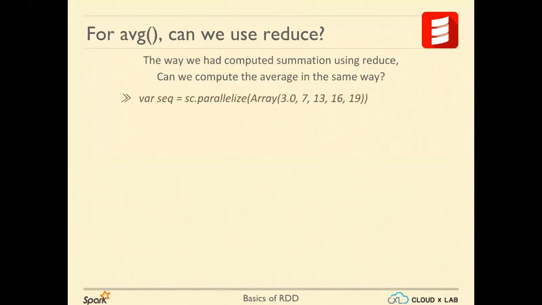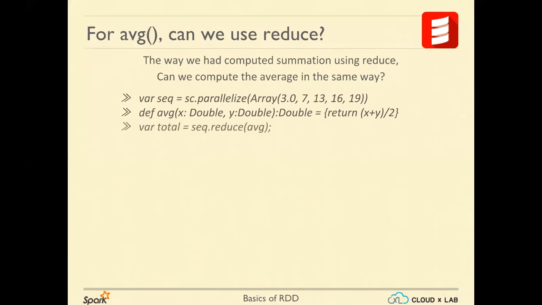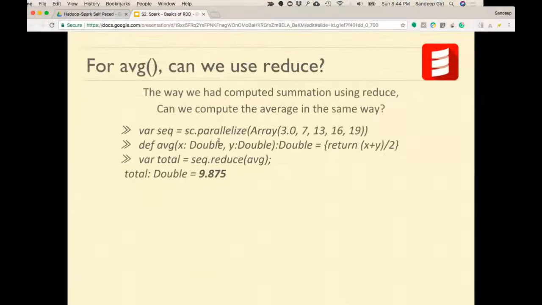We are letting it infer as decimal array. All right. Now, we are defining a function called average. What does average do? X plus y divided by 2. Now, when we call that function using reduce, what happens is it'll try to compute the answer, and it would be different for all of you. Let me try to show you this.